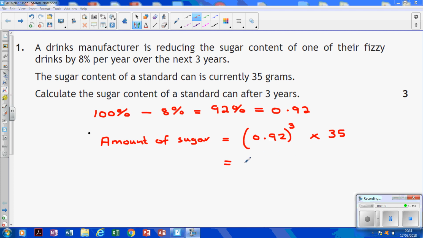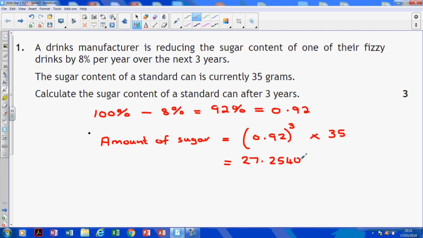We get an answer of 27.25408. Now check the question. Does it ask us to round to a number of decimal places? No, it doesn't. So I'll just round that to 27.3 grams.